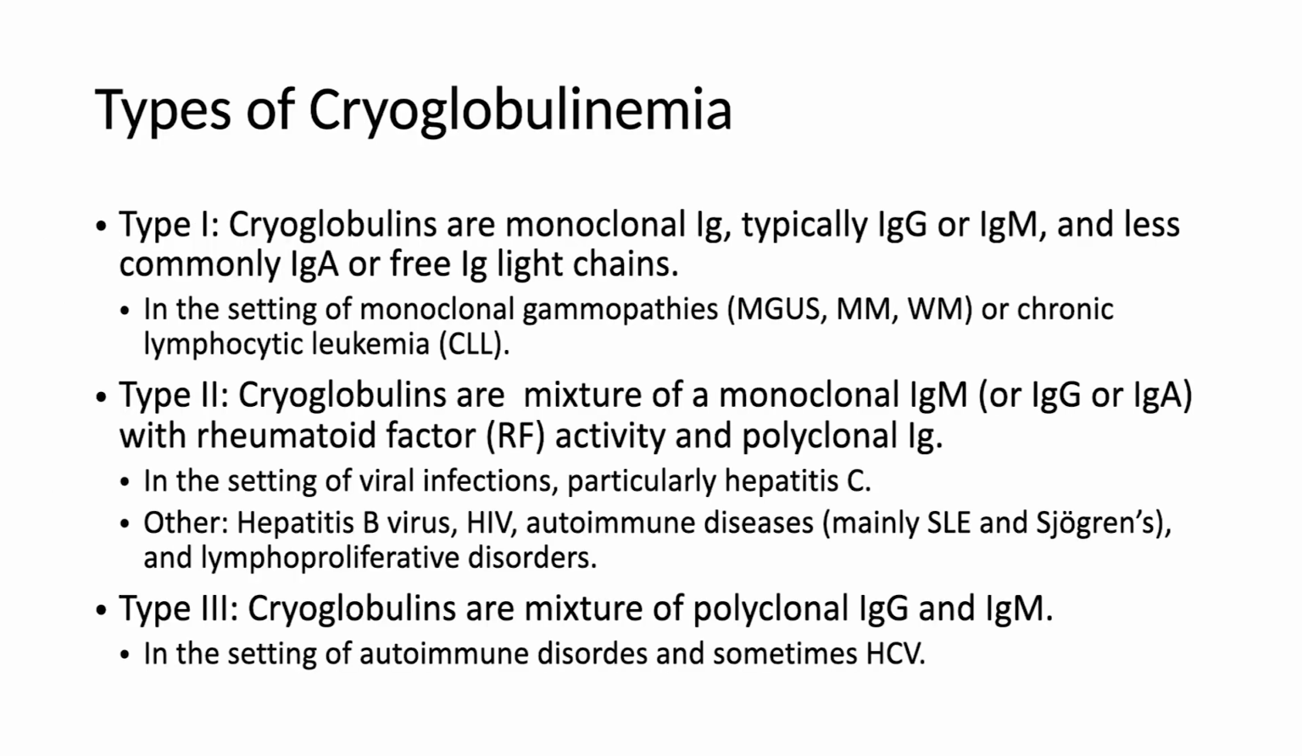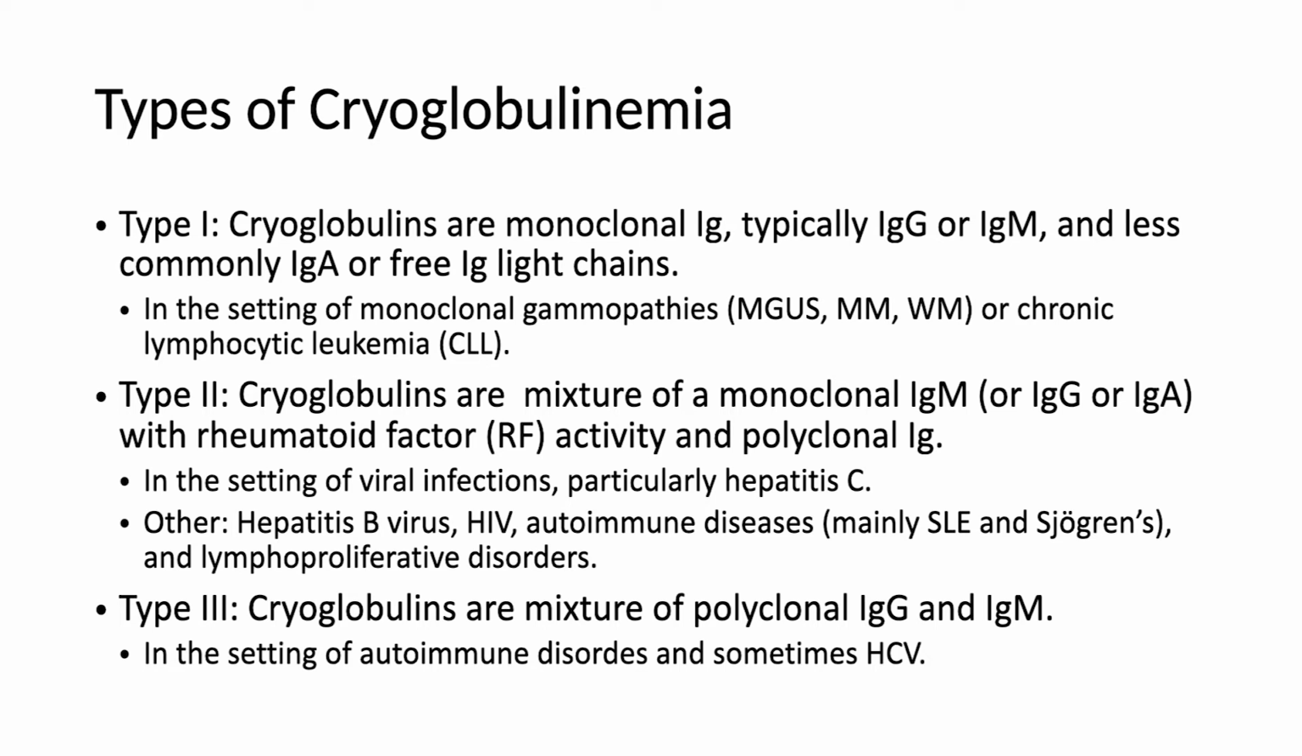As I said, there are 3 types of cryoglobulinemia. One is type 1, which are monoclonal immunoglobulins, usually IgG or IgM, and less commonly IgA or free light chains. And it's in general in the setting of monoclonal gammopathies like MGUS, multiple myeloma, or Waldenstrom, or chronic lymphocytic leukemia, CLL. Type 2 is a mixture of monoclonal and rheumatoid factor activity and polyclonal immunoglobulins.